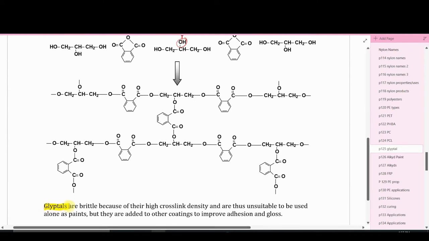Now, glyptals are brittle because they have high cross-link density. They're thus unsuitable to be used alone as paints, but they're added to paints and coatings because they improve their gloss and adhesion.